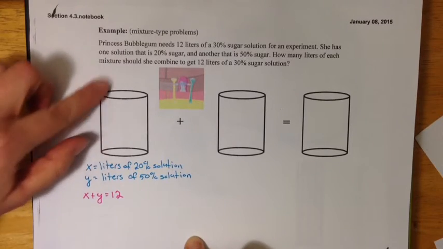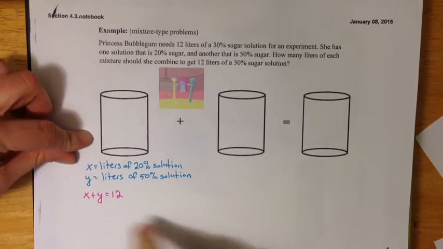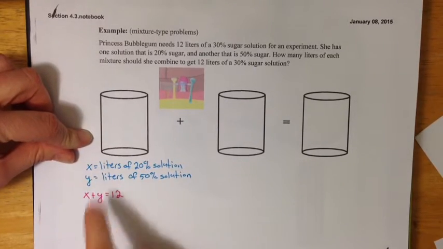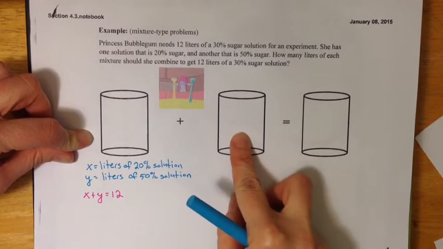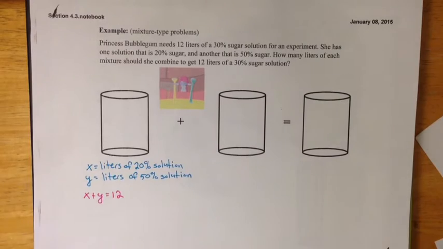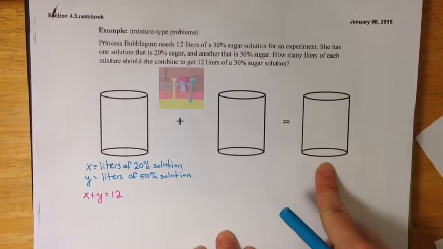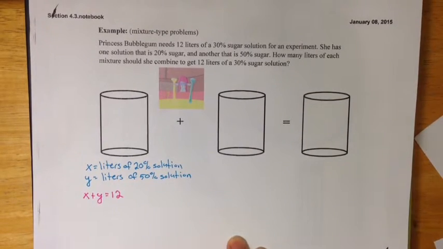So let's say that this over here is my liter or vial that contains the 20% solution. And this over here contains the 50% solution. I'm going to pour them together, and I want to end up with 12 liters of a 30% sugar solution.